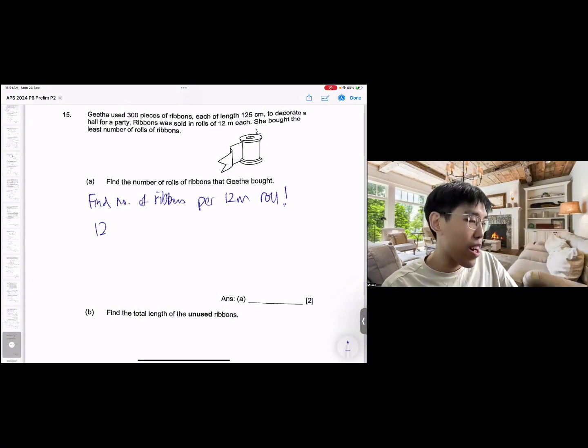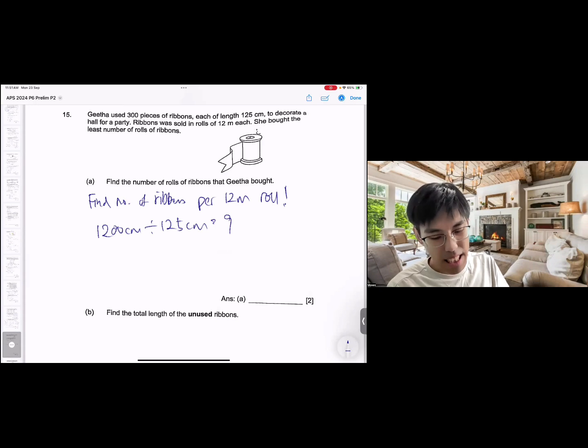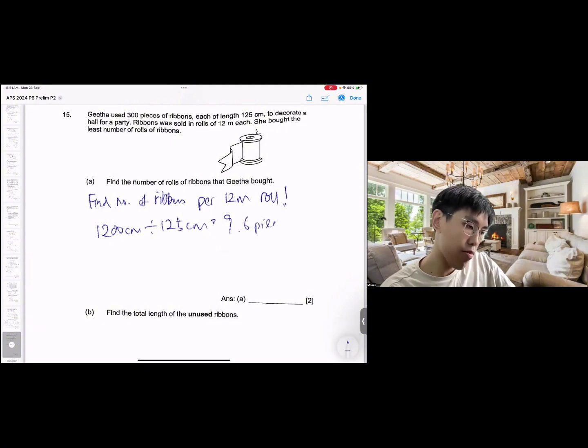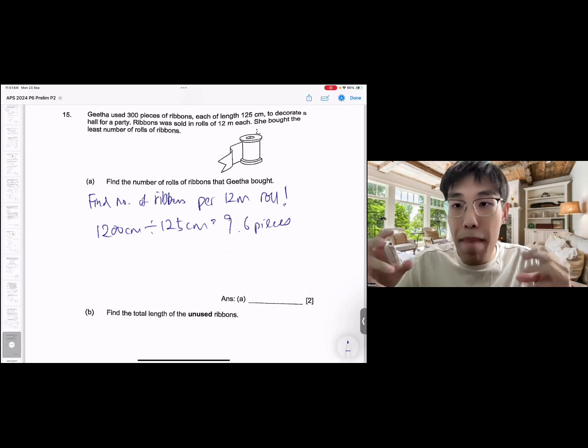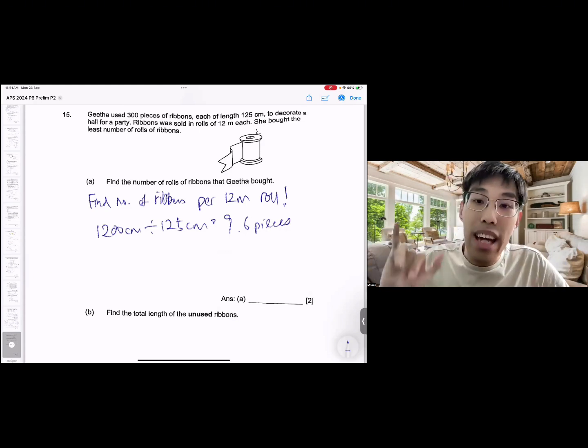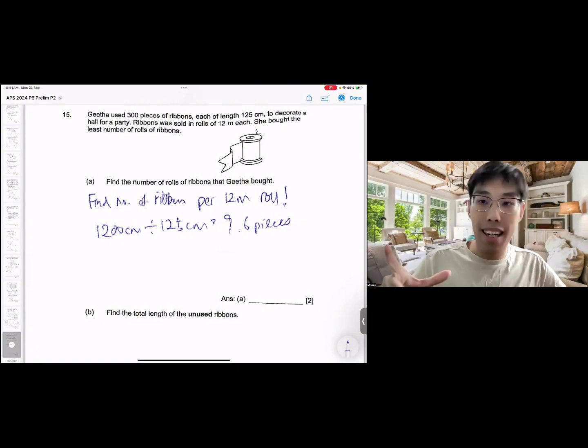Okay, so 12 meters is 1,200 cm, divided by 125 cm. So this one, you realize you get 9 something. Then you get some wastage, but it's fine. 9.6. What does this mean? That means from one row of 12 meters, you will only get a maximum of 9 pieces. You get only 9 pieces that are usable.